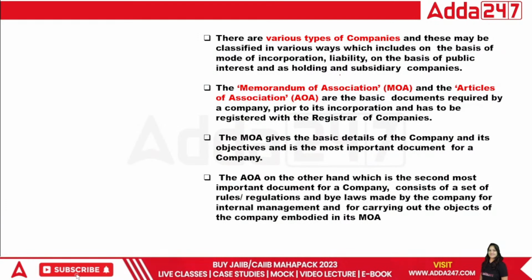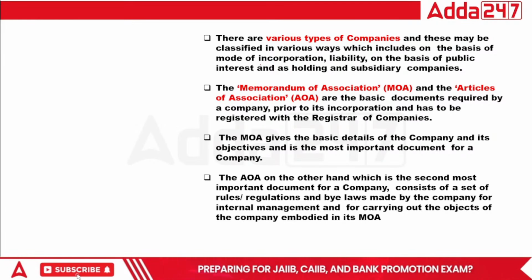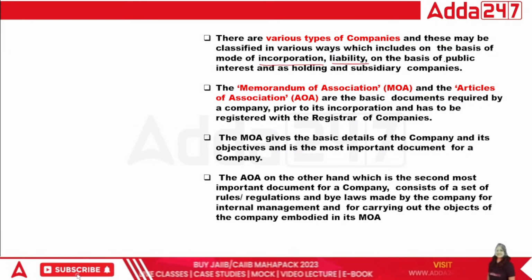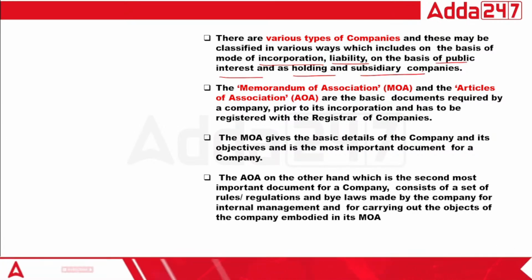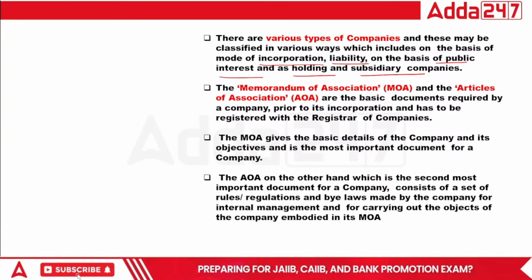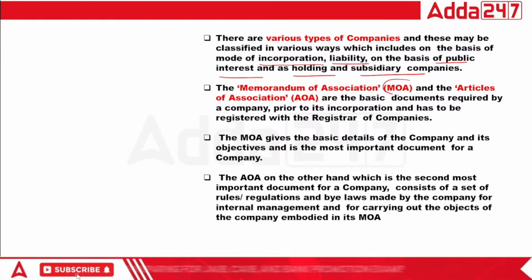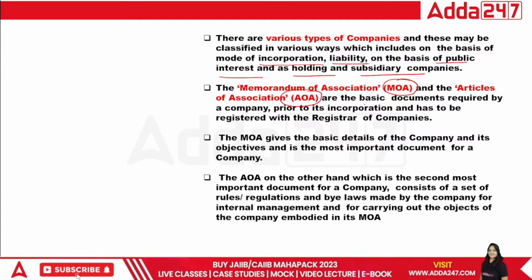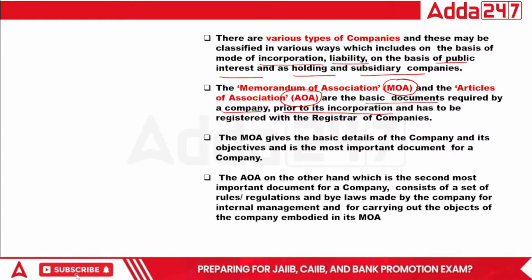Now, class, we have read the various types of company, on the basis of incorporation, liability, public interest, holding and subsidiary. There are so many types of company that we have read. Now, the important documents of a company are the Memorandum of Association and the Articles of Association. These are the basic documents required by a company prior to its incorporation, to be registered with the Registrar of Companies.